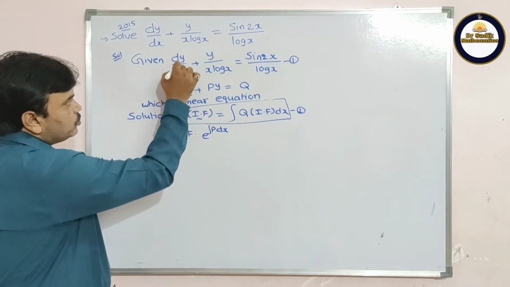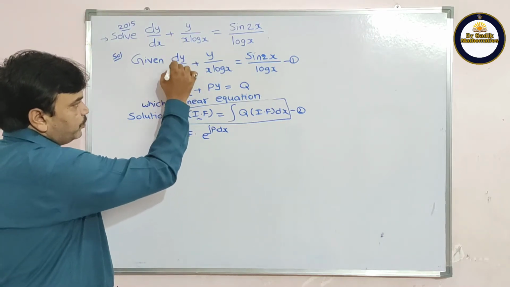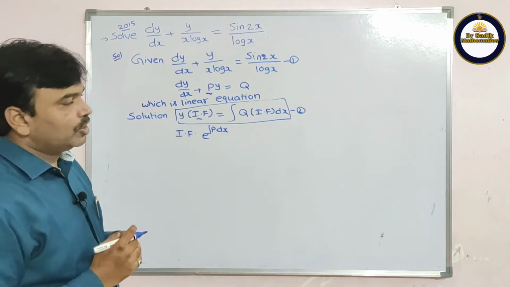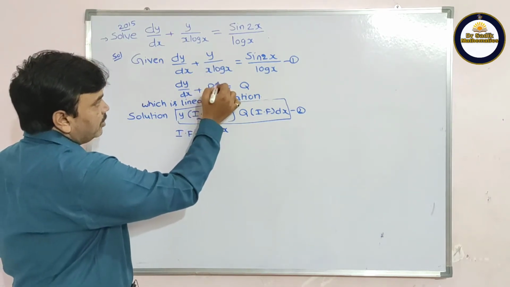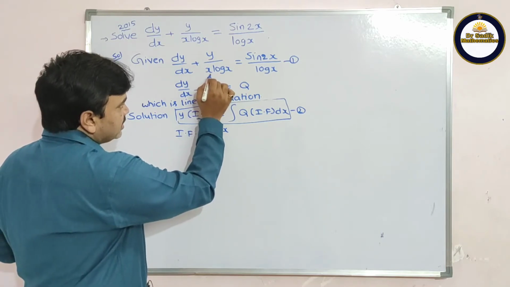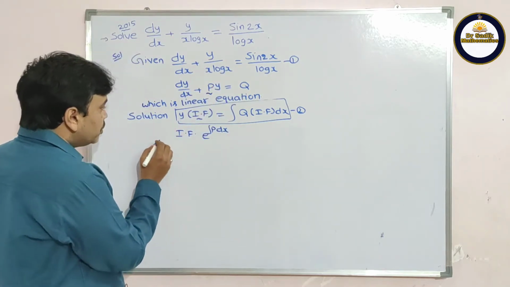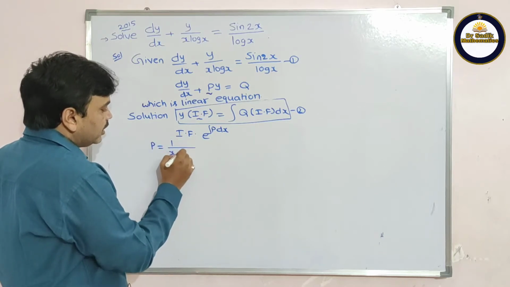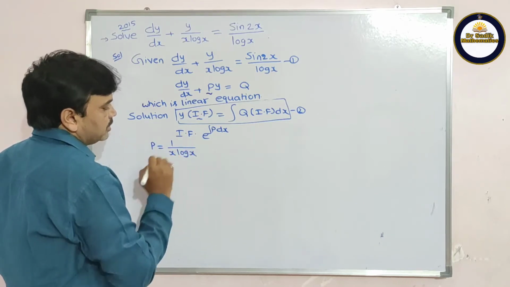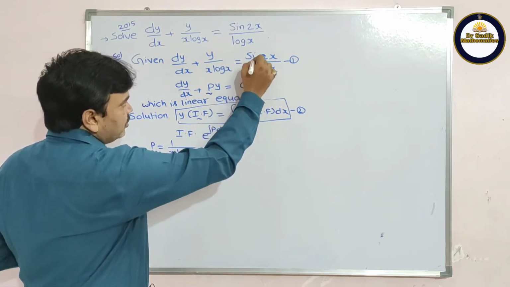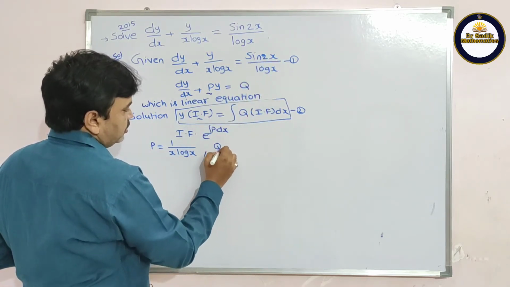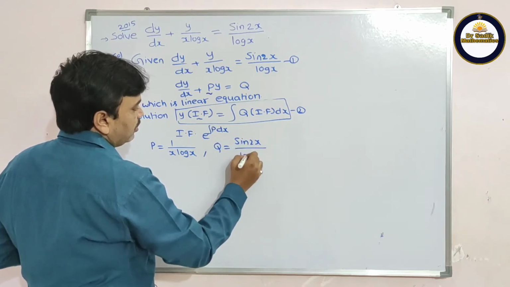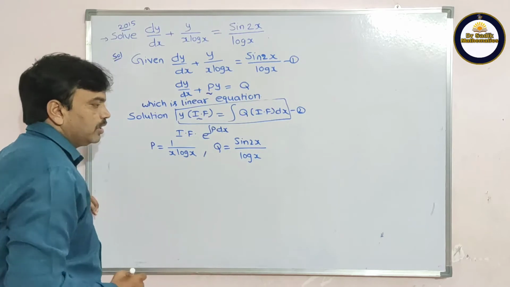Now compare these two equations, friends. What is p? Here we have y, and the rest of the terms are x log x. So p is equal to 1 by (x log x). Now q is sin 2x by log x.